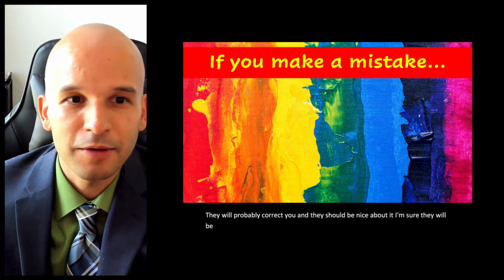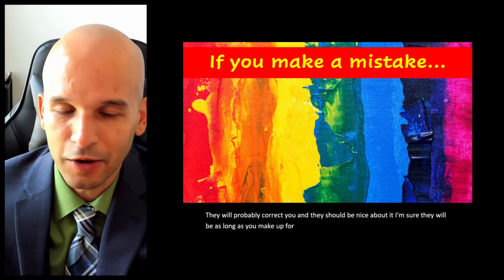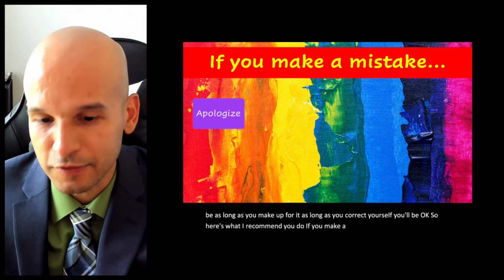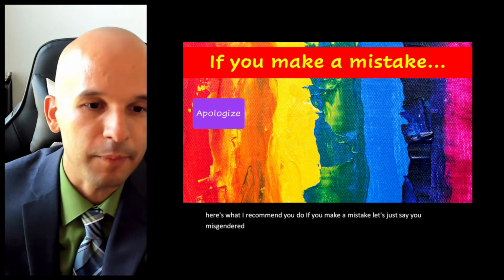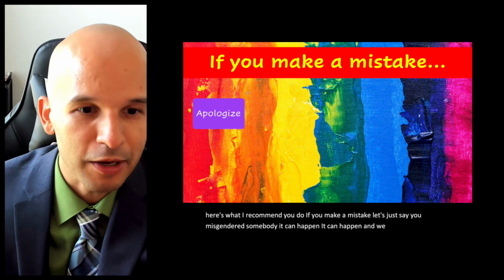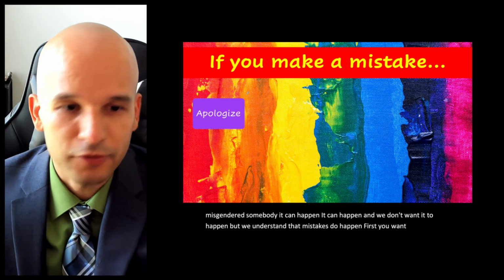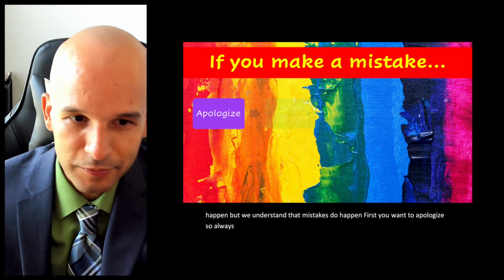As long as you make up for it, as long as you correct yourself, you'll be okay. So here's what I recommend you do. If you make a mistake, let's just say you misgendered somebody, it can happen. It can happen, and we don't want it to happen, but we understand that mistakes do happen. First, you want to apologize. So always apologize. So just say, I'm sorry.